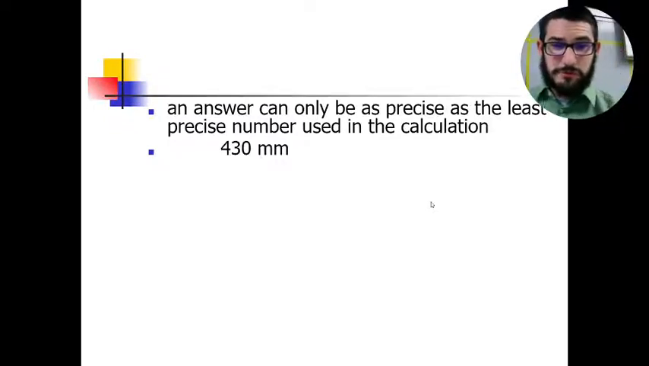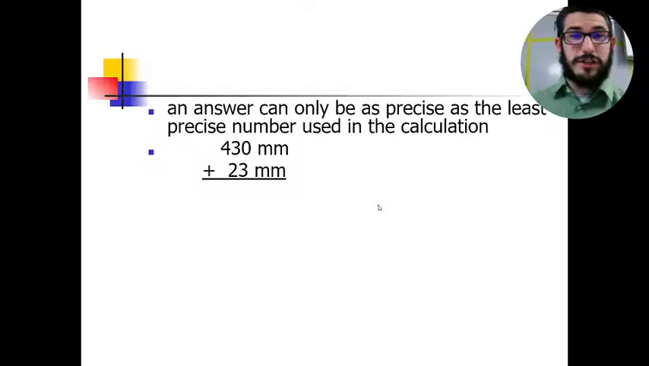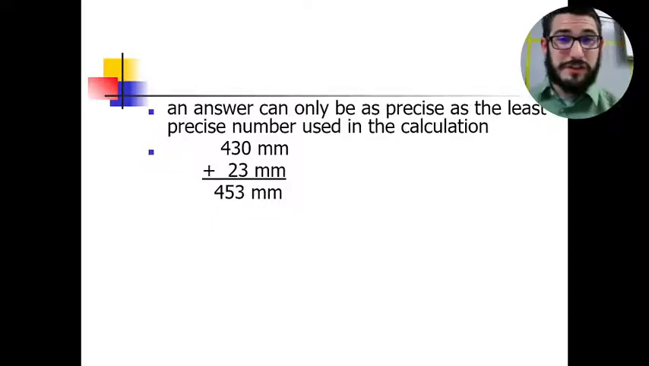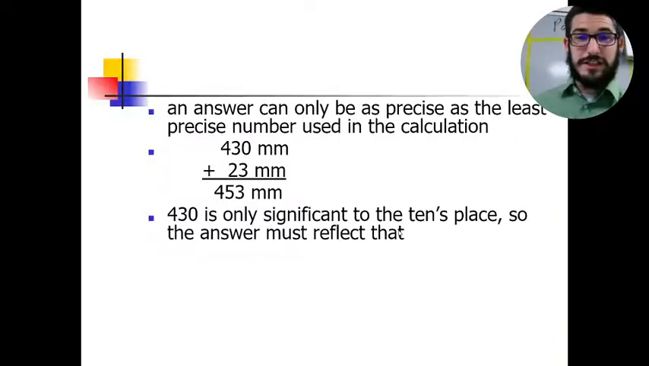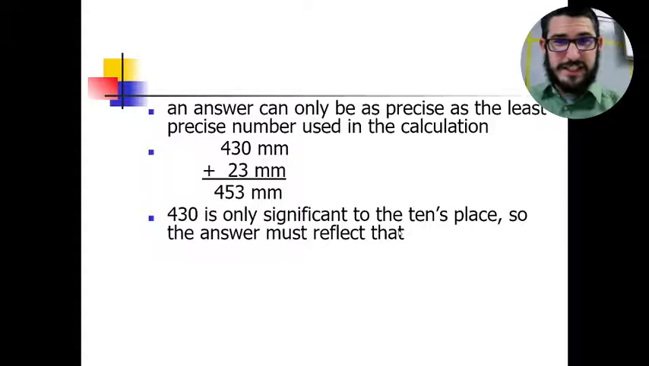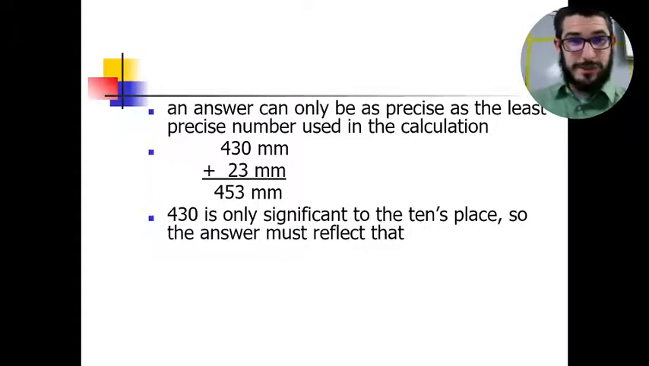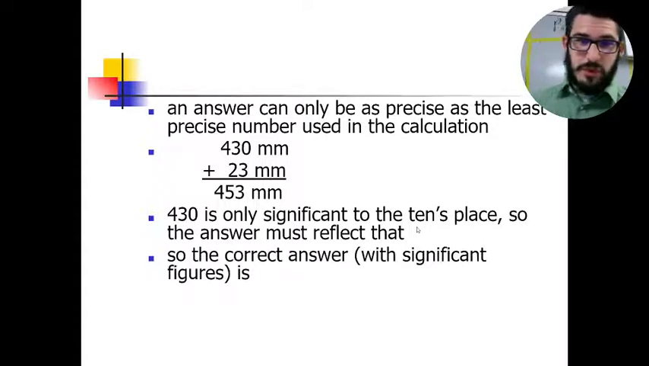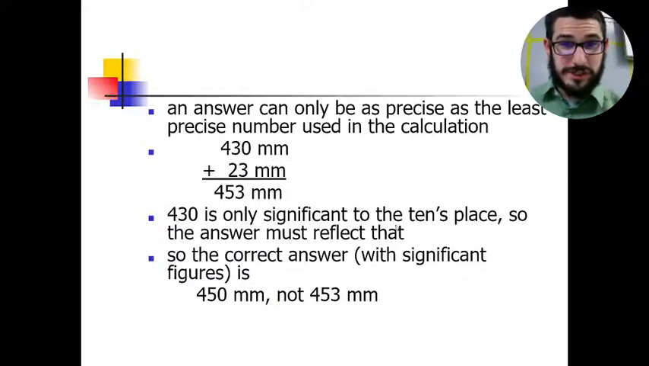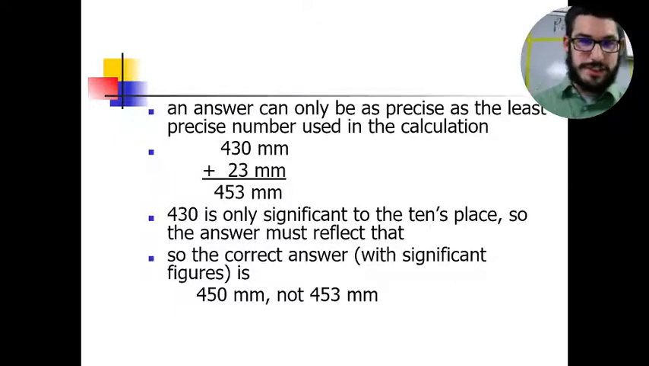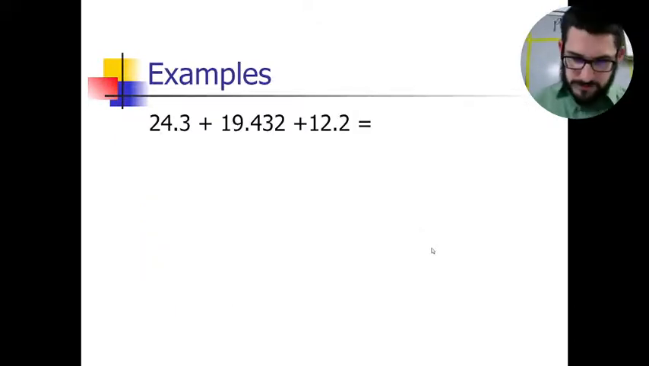Okay, so 430 millimeters plus 23 millimeters. When I get the calculated answer, that's going to be 453 millimeters. However, because 430 only has the tens place significant, the answer has to only have the tens place significant. So whenever you do that, I would have 450 millimeters because I can only keep the tens place.